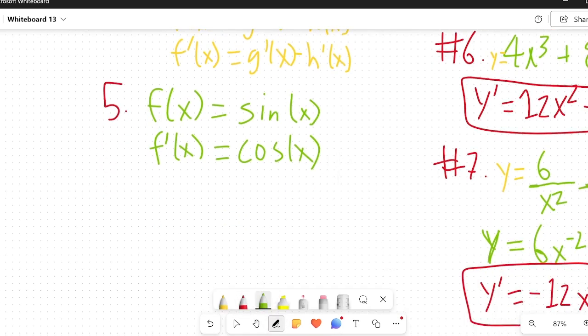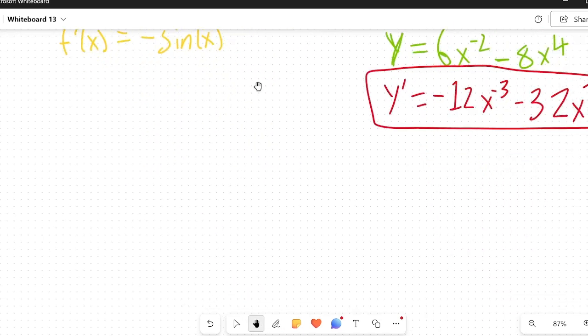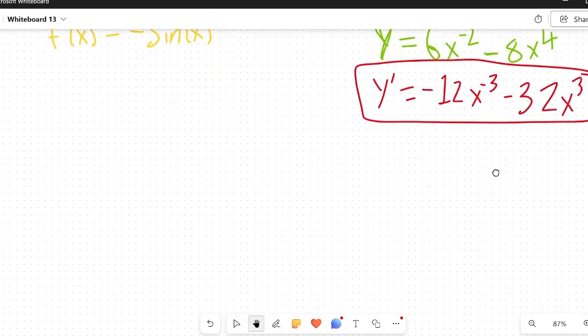And then the corollary of this: if f of x equals cosine of x, then f prime of x equals negative sine of x, right? This is a pretty simple rule. The derivative of sine of x is cosine of x, and the derivative of cosine of x is negative sine of x. So let's do a practice problem. This should be pretty easy to understand.